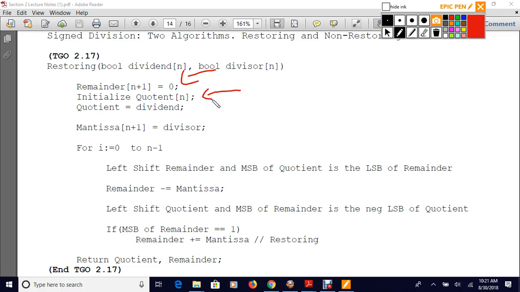So initially, in this algorithm, we put the dividend into the quotient register, right? And then the mantissa, which is another term for this, so make sure the mantissa is the binary value here. That's how we initialize the physical detail of the division before we start, right? And then for i equals 0 to n minus 1, that's just the notation like we discussed before.